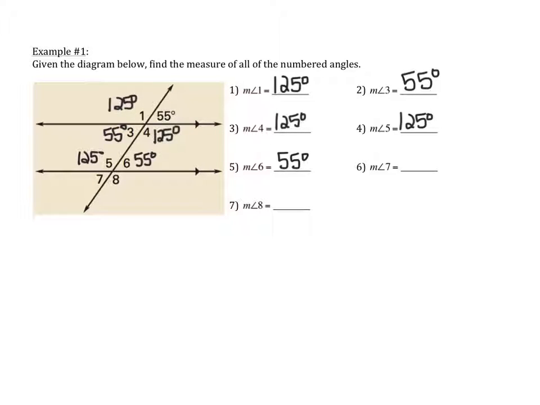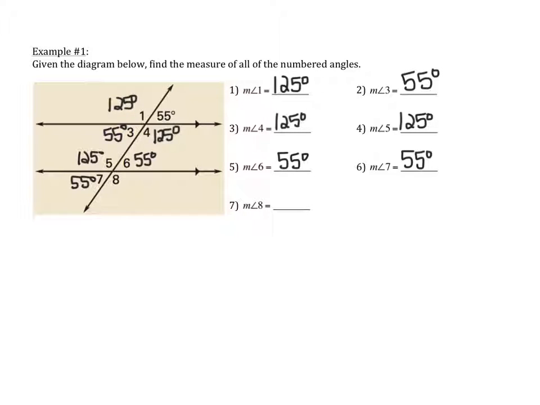We also know that it is a vertical angle with angle 6. So if angle 6 is 55 degrees, so would angle 7. It is also a linear pair with angle 5 because they're forming this straight line. So they'd be supplementary. So it's still going to be 55 degrees. So no matter how you justify it, angle 7 is still 55 degrees.